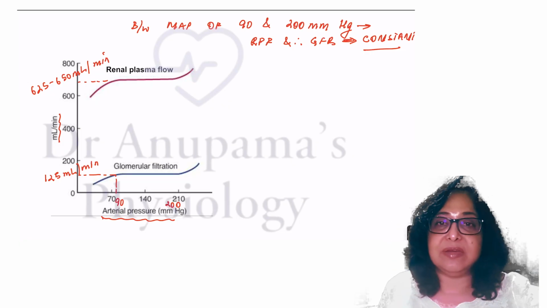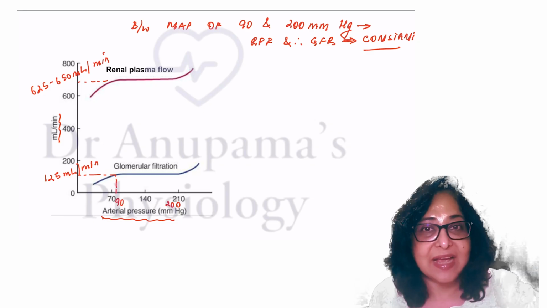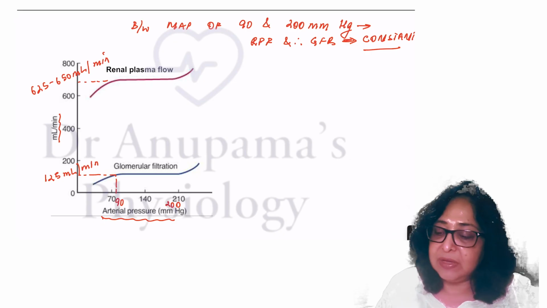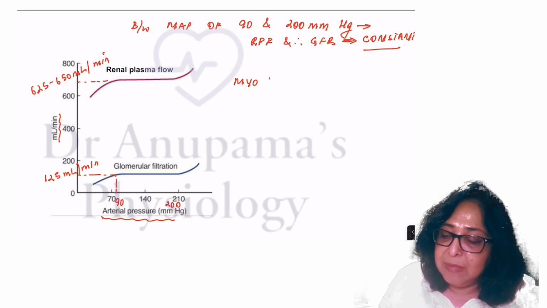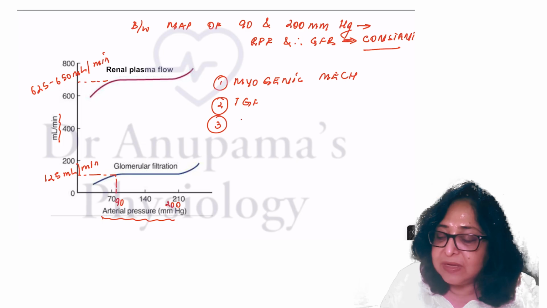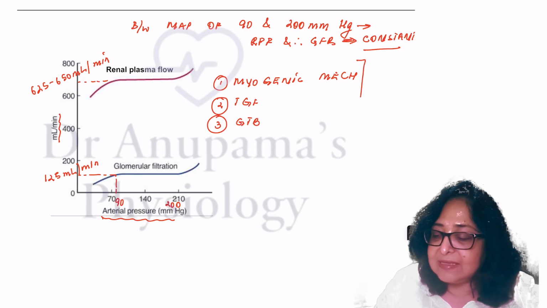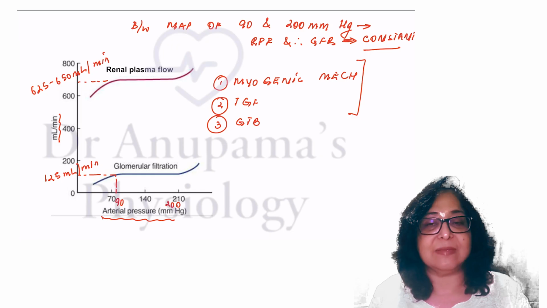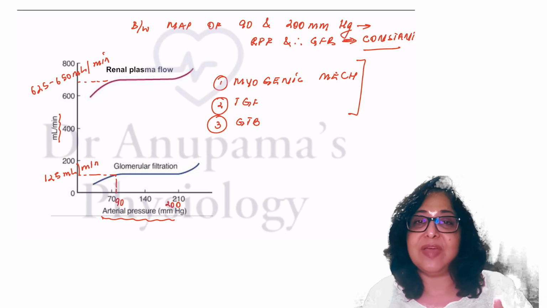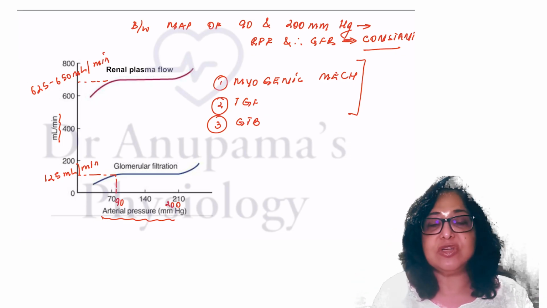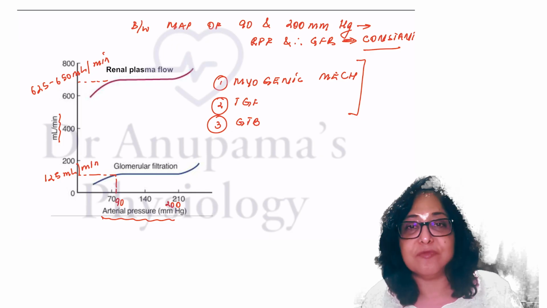Now, as far as GFR is concerned, there are 3 autoregulatory mechanisms for maintaining the GFR constant. Again, this has been asked as an INICET question. Which are the three autoregulatory mechanisms? There is a myogenic mechanism for autoregulation of GFR. There is TGF, tubulo-glomerular feedback, and the third one is the glomerular-tubular balance. These are all autoregulatory mechanisms in the kidney which maintain the GFR at 125 ml per minute between mean arterial pressures of 90 and 200 millimeters of mercury.